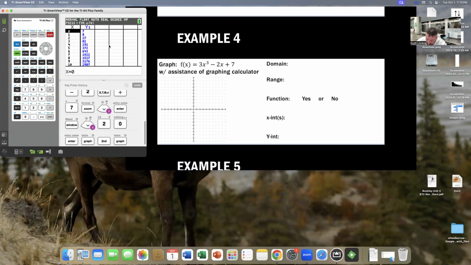So I can put a point at (0, 7). That's right here on my graph. I can go to (1, 8). I can graph that. 27 for this y value is not going to fit. So I'm going to start scrolling up. And it looks like I could fit (-1, 6). And that's about it. I can't fit any of these other things on the grid that I have.